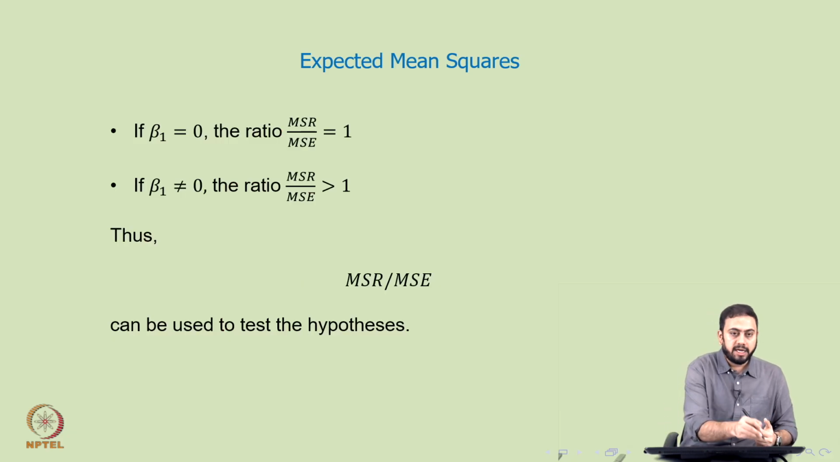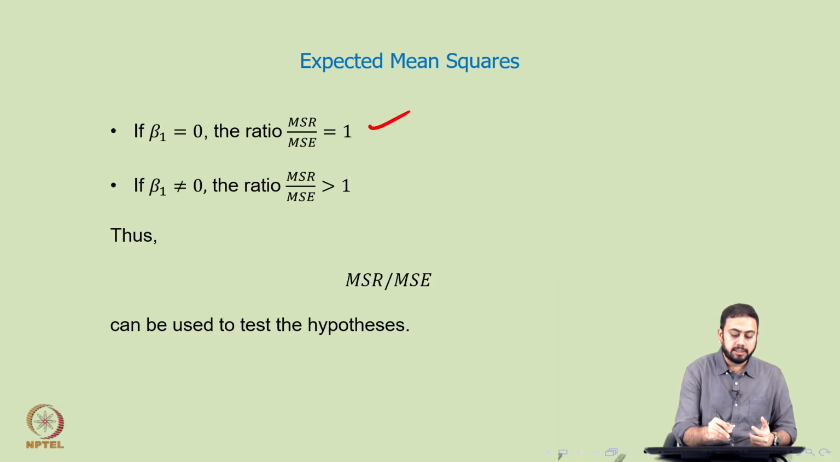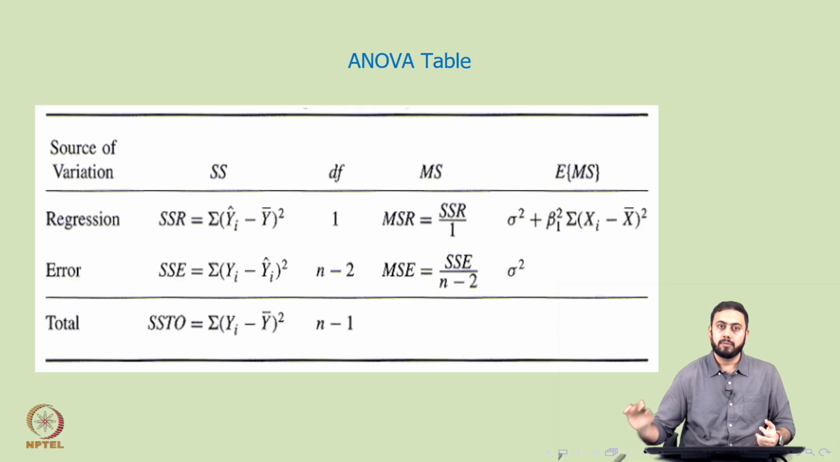So again, to summarize, if beta 1 is 0, the ratio MSR by MSE should be 1. If beta 1 is not 0, the ratio MSR by MSE should be bigger than 1. Thus, this ratio MSR by MSE can be used as a test statistic to test the hypotheses concerned with ANOVA.